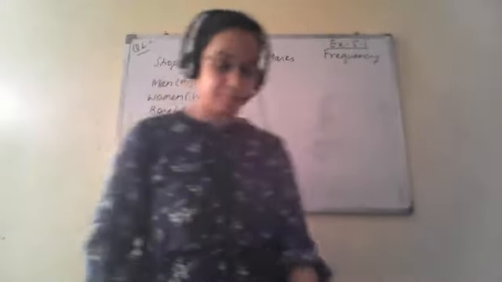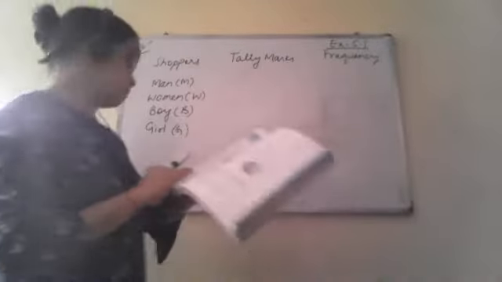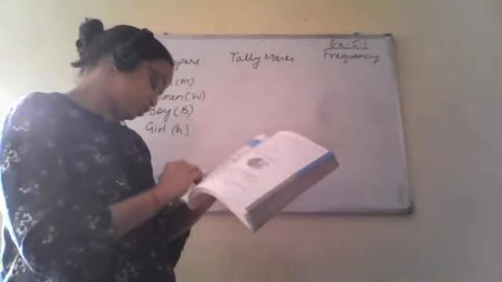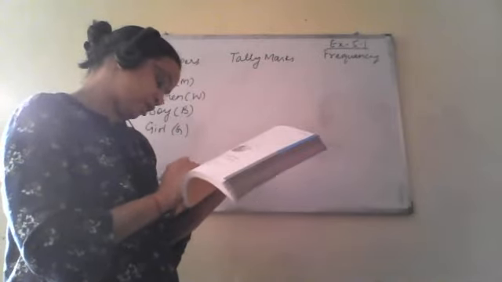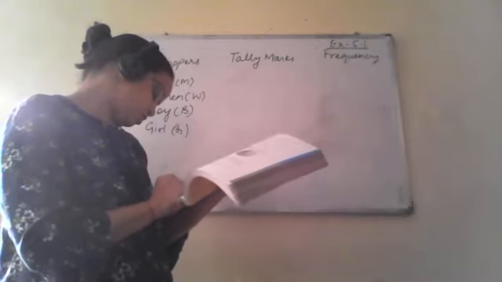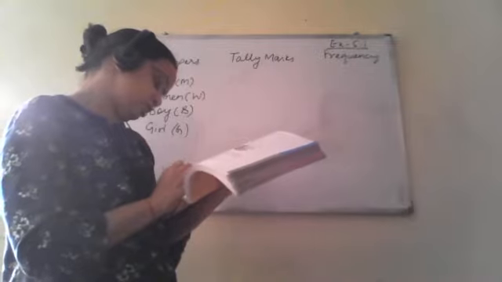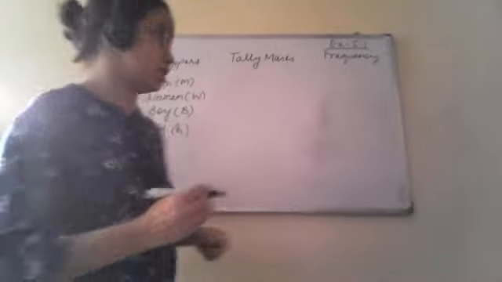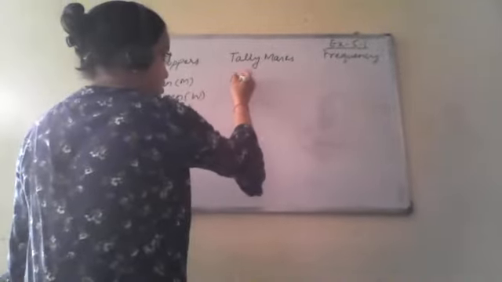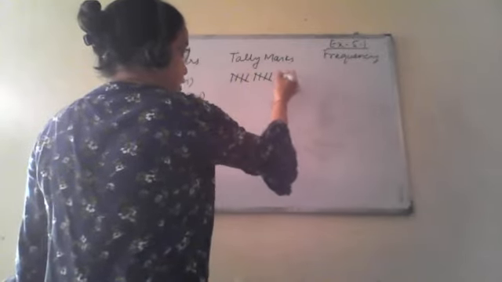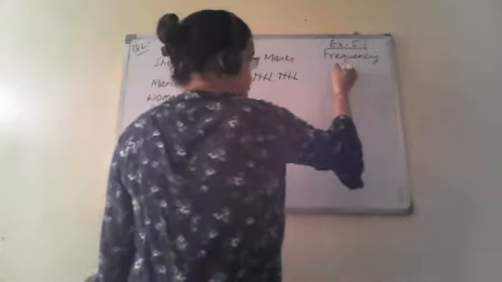Now we will see for men first. So how many men visited in the first hour? This is 1, 2, 3, 4, 5, 6, 7, 8, 9, 10, 11, 12, 13, 14, 15. Okay, 15 men have visited in the first hour. So how will we plot the tally? 1, 2, 3, 4, 5, then 6, 7, 8, 9, 10, 11, 12, 13, 14, 15. And the frequency is 15, which we write in numeral form.